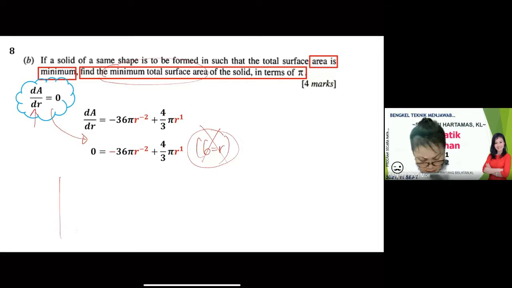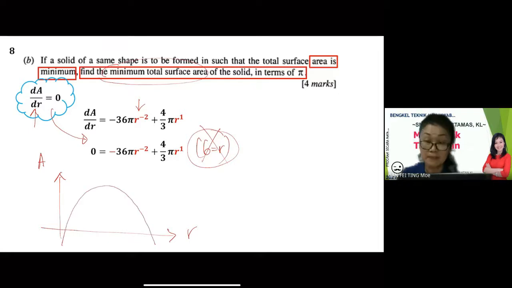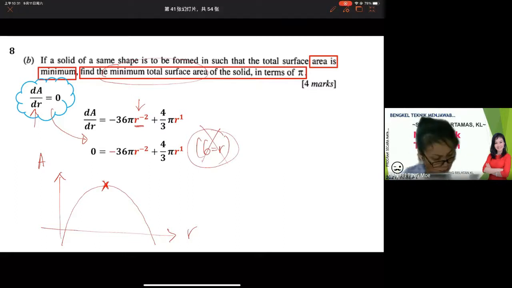What does it mean? On our Cartesian plane, this is my A, this is my R. Because my R is negative, I assume that the graph is this way. So at the minimum value, because the graph is negative, in my A, oh sorry, this is x squared. It might be a graph something like that. I couldn't predict what kind of graph it is, so let me assume that it's here. So at this particular point, what is the R? You need to find out.